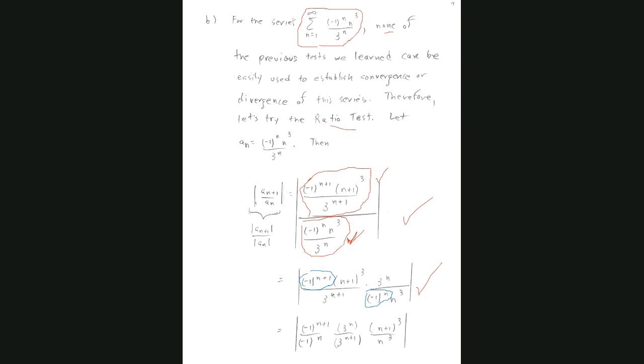Similarly, I have a 3 to the nth power there, and a 3 to the n plus first power there. It makes sense to write them over each other. And then the n plus 1 cubed and n cubed, I put those over each other. It just makes sense to do that.